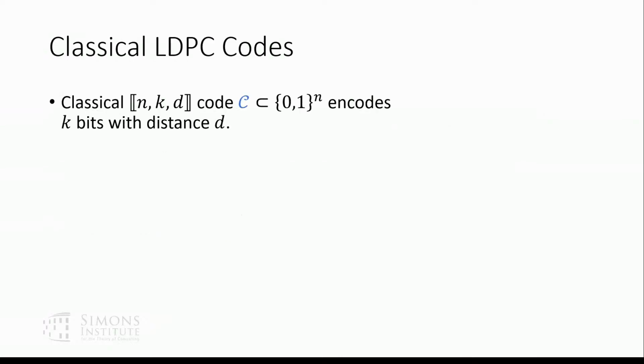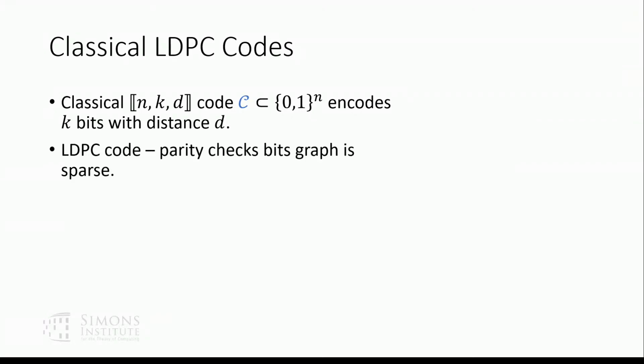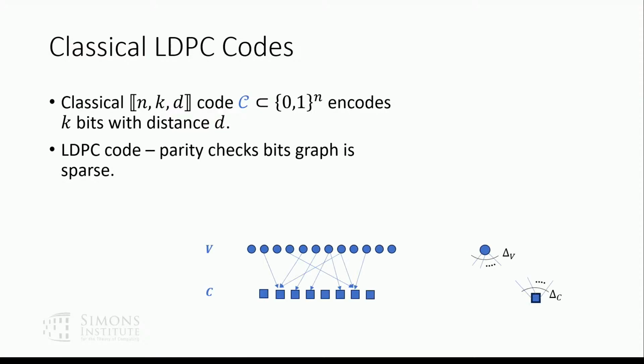And so I'm going to start with classical LDPC codes. So we have a code [n, k, d] that encodes k bits with distance d. And the parity check graph is sparse. So we have this bipartite graph. It has degrees delta_v and delta_c that are both constant. And a word is in the code if all the parity checks, which are described by the graph, are 0. So here I don't have an inner code. I require all the parity checks to be 0, and this is during the entire talk.